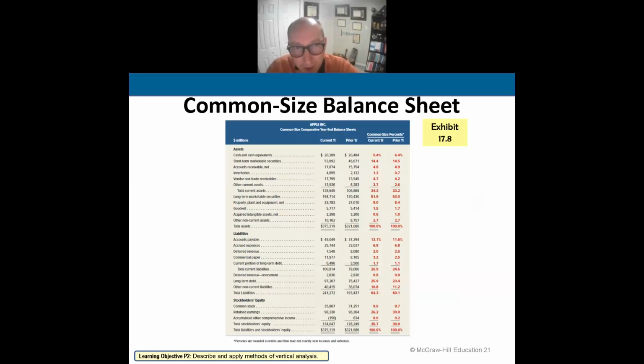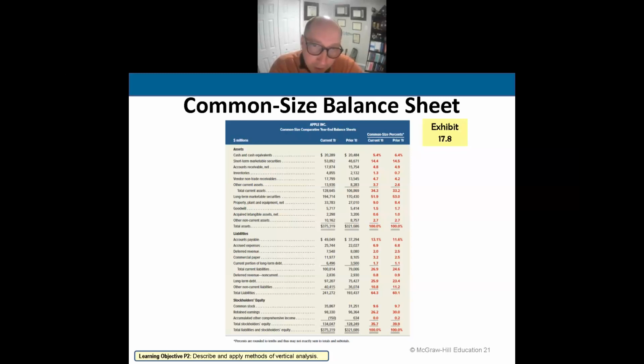So on the balance sheet, we see for cash, current year, $20,289. The prior year, $20,484. I express everything as a percentage, and I do this individually for each year. So how did we get 5.4%?